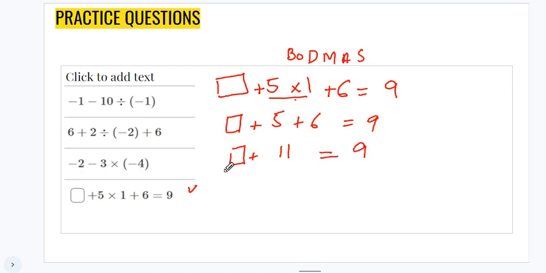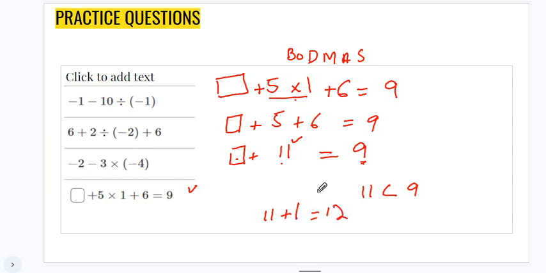Now this is a very tricky thing, you have to learn about this. Now tell me, which number plus 11 will give you 9? It means you need a smaller number here, right? A smaller number, because we need a number less than 9. If I add a number, I will get a number bigger than 11. For example, if I do 11 plus 1, it will give me 12.